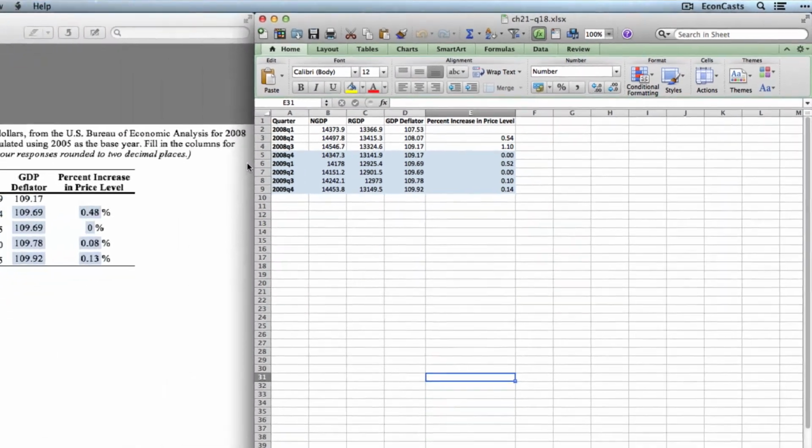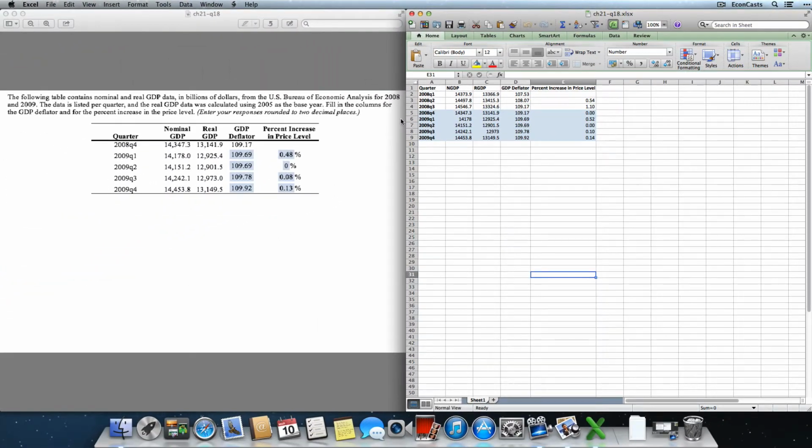Now let's apply some of what we've learned to a different question. This question comes from Case, Fair, and Oster's Principles of Economics, 10th edition, Chapter 21, question 18 at the end of the chapter. Now, if you're looking at the book question, we're going to have 8 quarters to inspect, 8 quarterly GDP numbers.